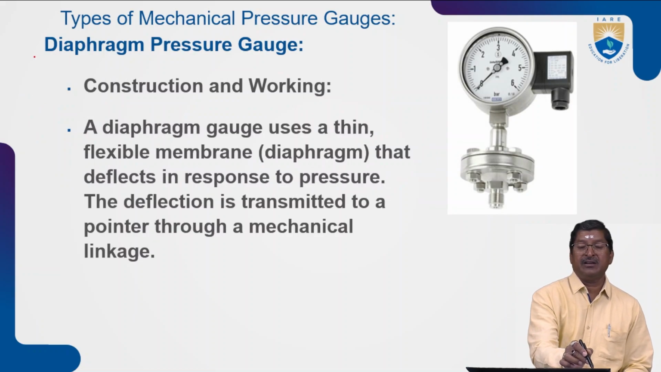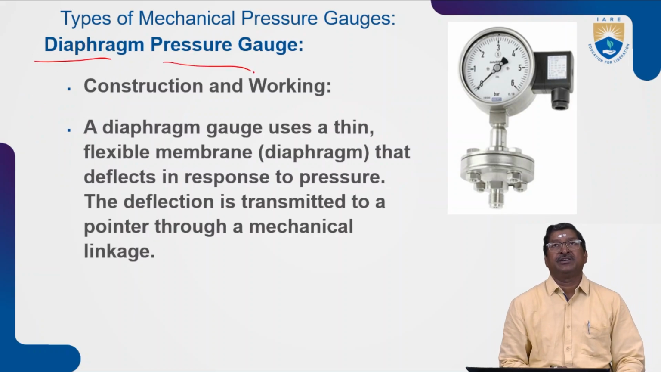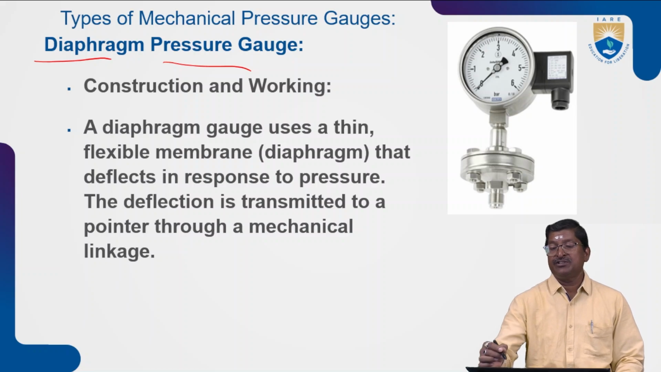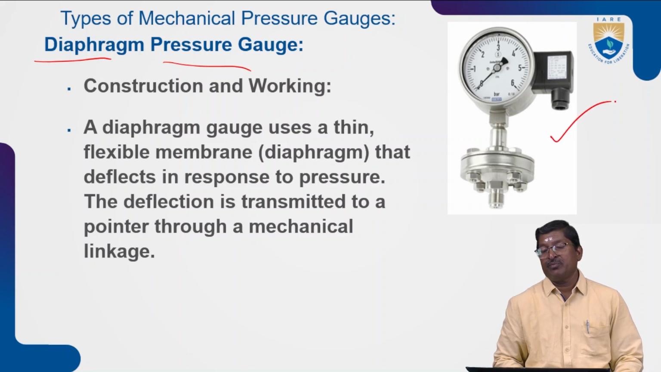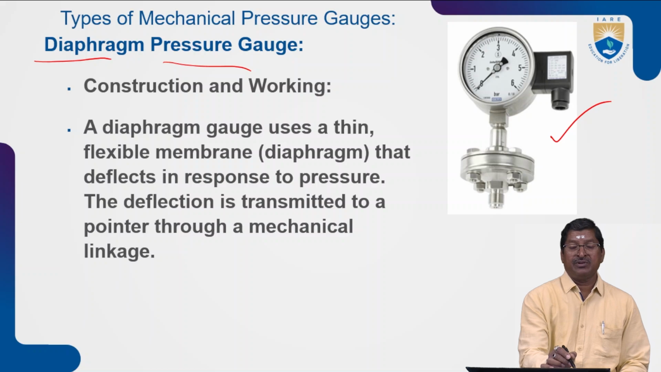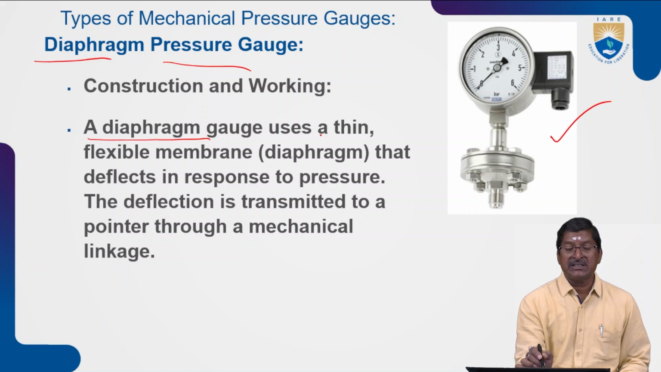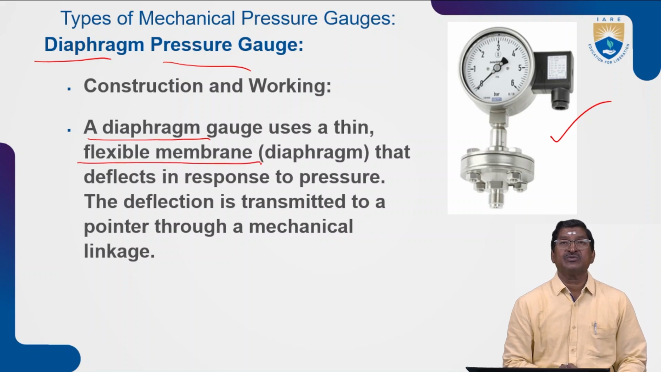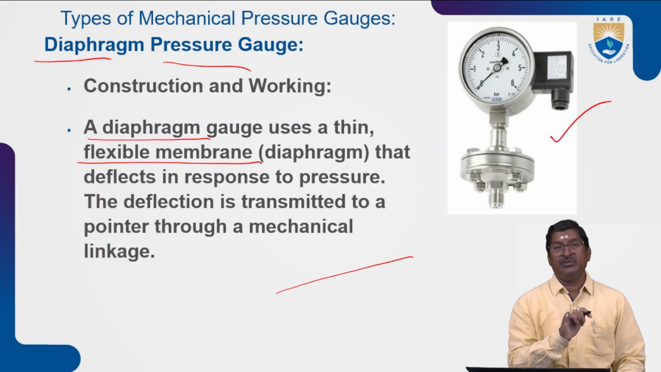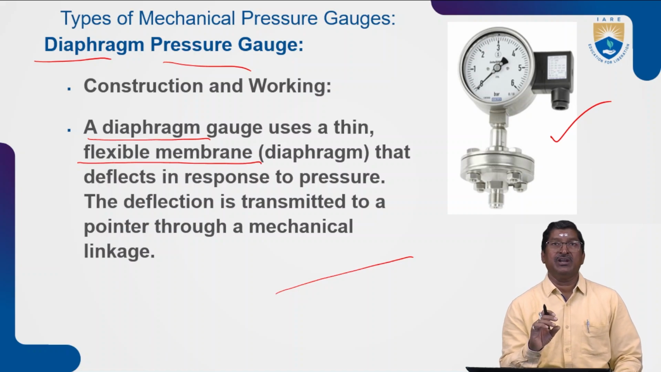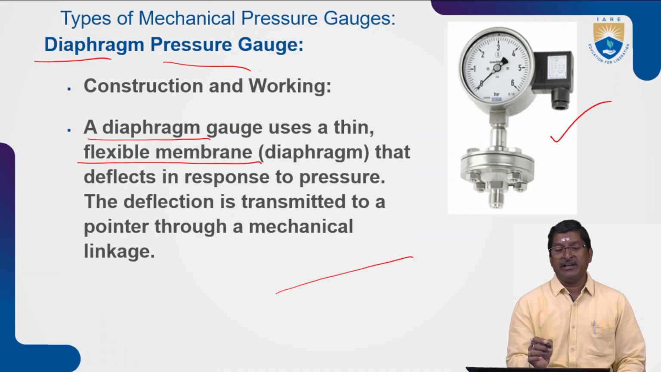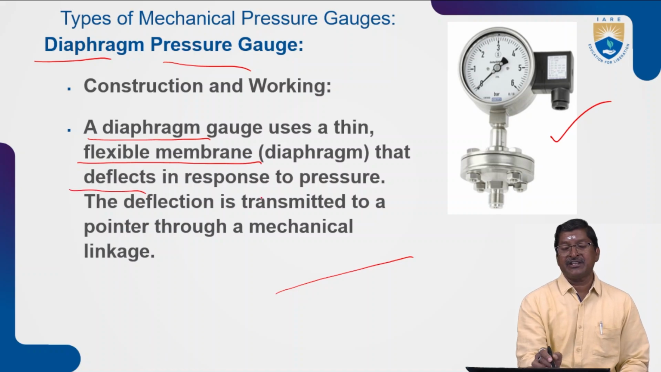Another one is the diaphragm pressure gauge. This is the figure of the diaphragm pressure gauge. Here it is a diaphragm, which uses a thin flexible membrane. Diaphragm means a very thin flexible membrane. Membrane means a sheet. Flexible means it is not stiff. It is a flexible membrane or diaphragm that deflects in response to the pressure.